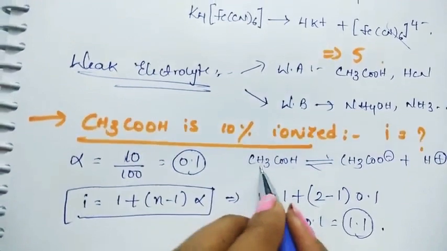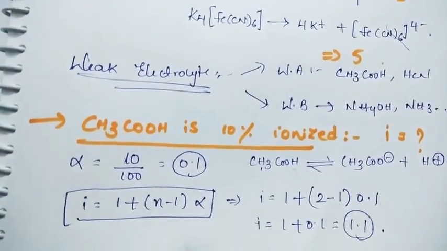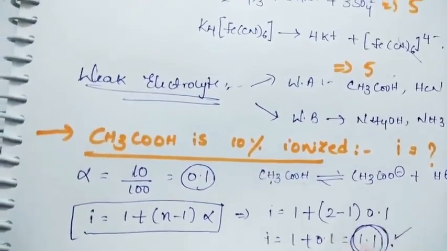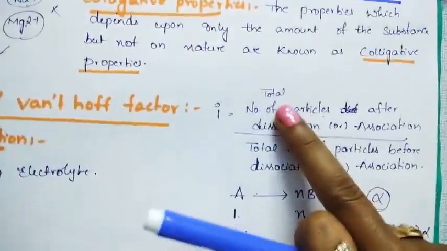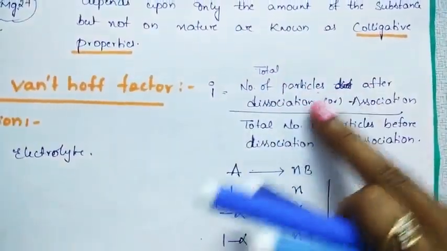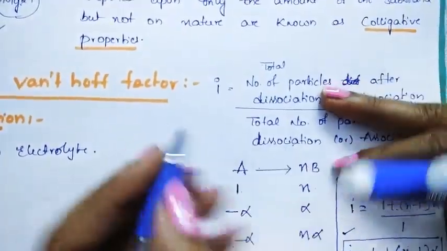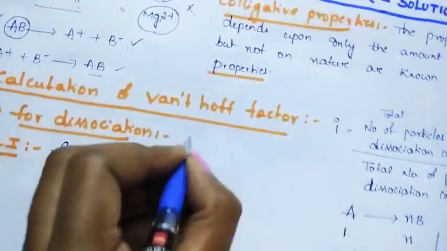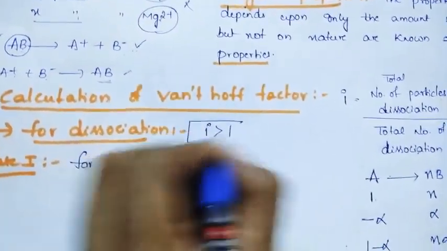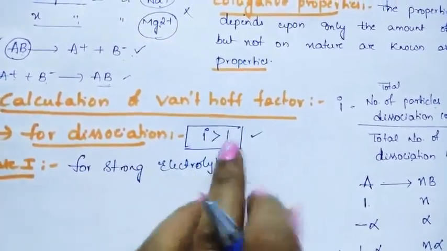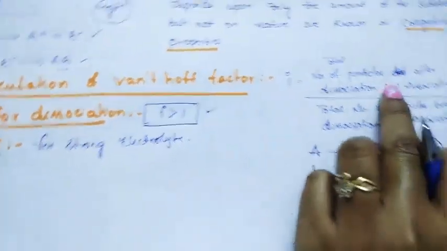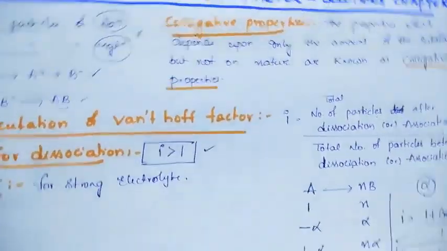Initially 1 mole is there, but after dissociation we are getting Van't Hoff factor 1.1. Why, students? Because i is the total number of particles after dissociation, which is more. Numerator value is more than the denominator. That's why for dissociation we always get i greater than 1. Because the number of particles after dissociation is more.